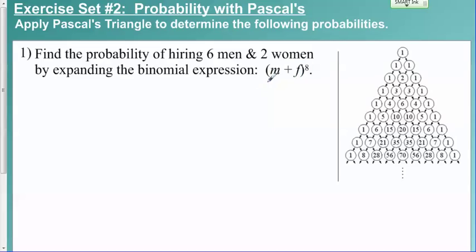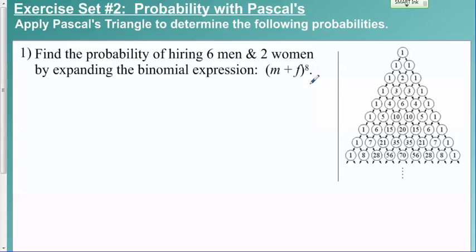Now, just so we can know in future reference how to create our own binomial, we see we're hiring men and women, so M plus F represents the hiring of men and women, F for female. Now, if we're hiring 6 men and 2 women, that means our exponent out here is going to be a total of 8. So that's how we generate our own binomial expression from this. And we'll look at that further in the second problem in this exercise set.